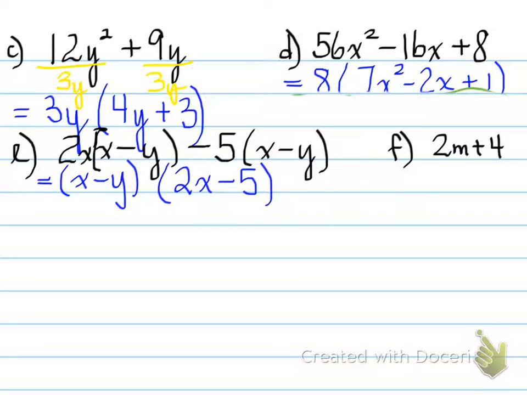All right, let's try F just for a second. Just an easy one to get your brain thinking. What's the greatest common factor? That's right, 2. What are you left with? M plus 2. Let's look at some more examples.